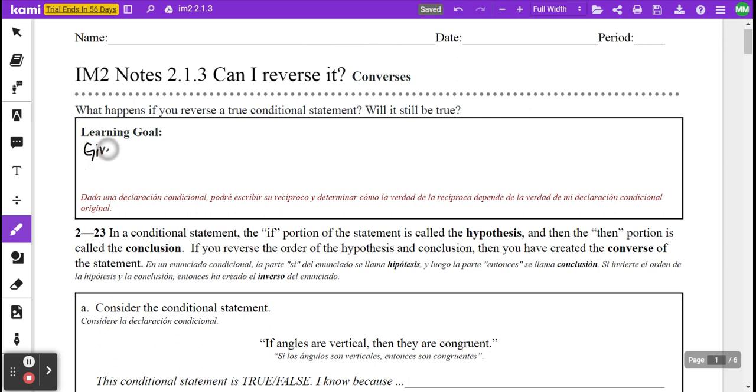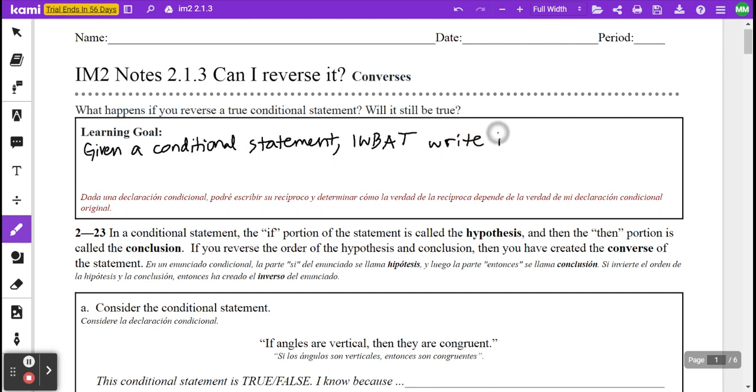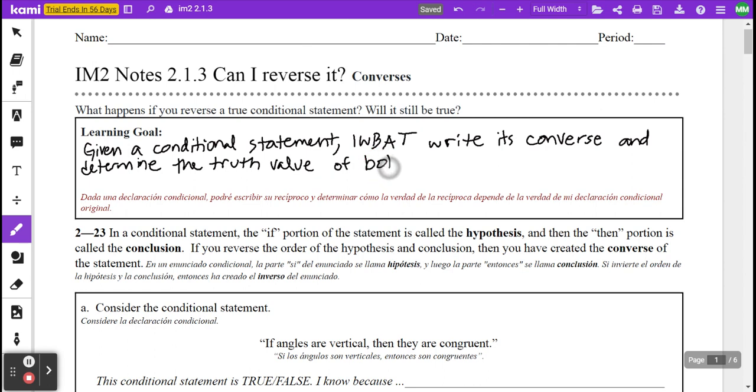Given a conditional statement, I will be able to write its converse and determine the truth value of both my original statement and converse.